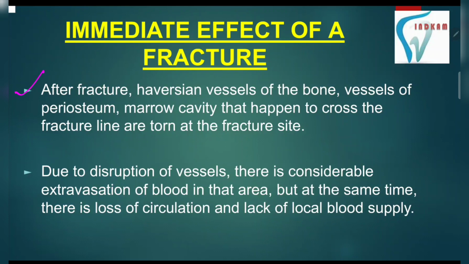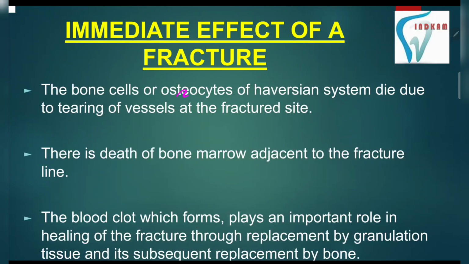After a fracture, the Haversian vessels of the bone, vessels of the periosteum, and marrow cavity that happen to cross the fracture line are torn at the fracture site. Due to disruption of vessels, there is considerable extravasation of blood in that area, but at the same time there is loss of circulation and lack of blood supply. The bone cells or osteocytes of the Haversian system die due to tearing of vessels at the fracture site, and there is death of bone marrow adjacent to the fracture line.